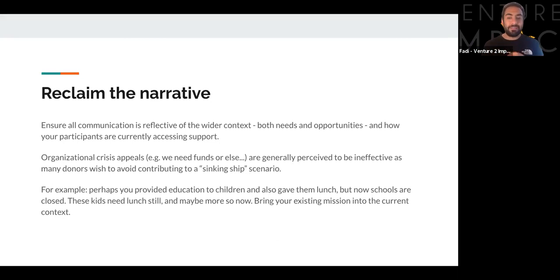So really claim the narrative, talk about the needs in your communities and with your beneficiaries right now, how your donors can participate, how your volunteers can participate, and then also really adapt your existing mission into the current context. You do not exist to provide school lunches. You exist to solve problems of food insecurity. And food insecurity problems are going to be solved differently during COVID than before COVID.